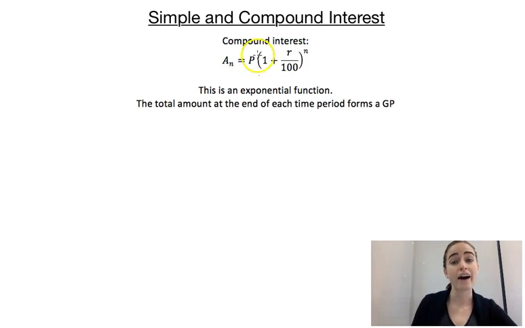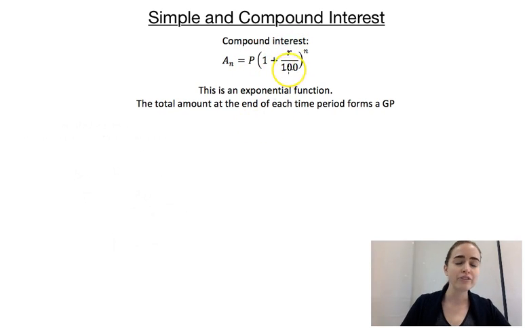Right, if we have a look now at compound interest. This formula is on your formula sheet. It's got A_N, which is now the total amount that you have at the end of the time period. So it's not just looking at the interest, it's the total now. We've still got our P for principal.